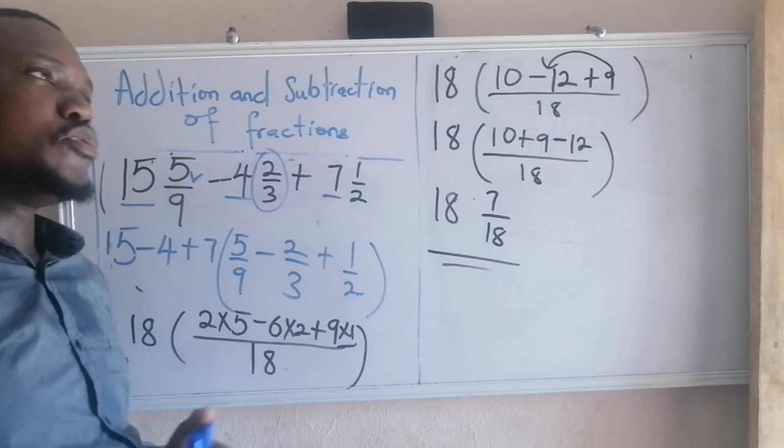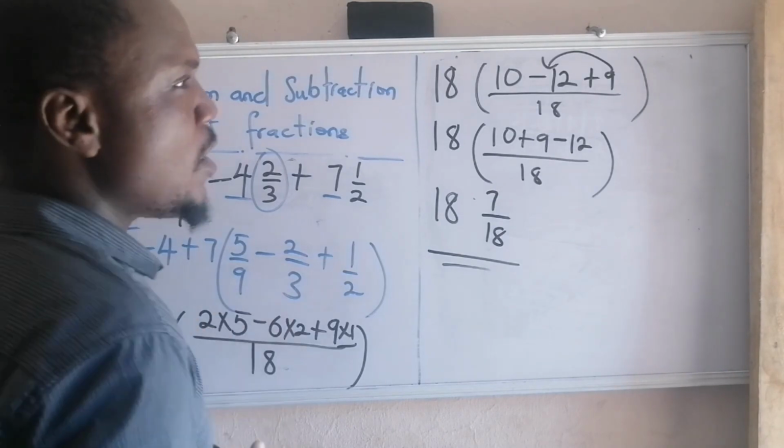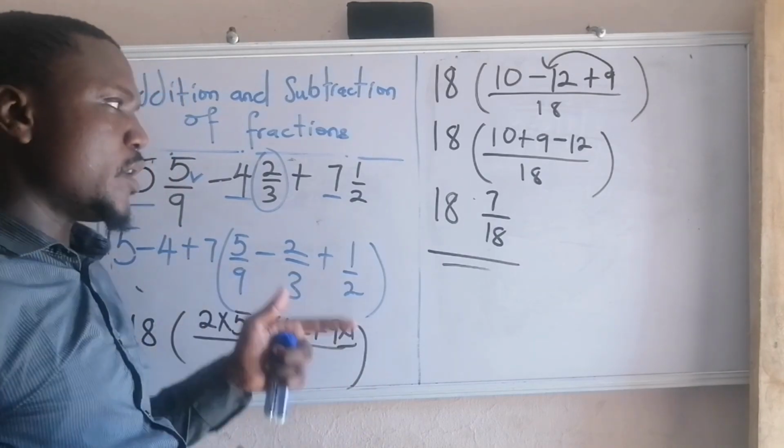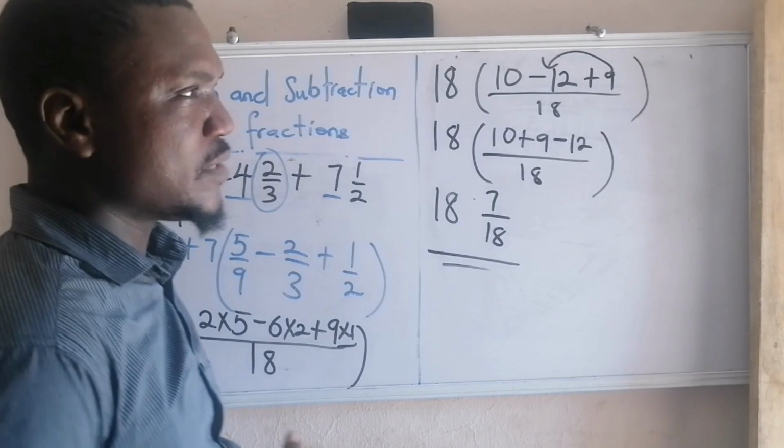We can also use the second method to solve it. I encourage you to use the second method to solve the questions and see if you are going to have 18 whole number, 7 over 18.